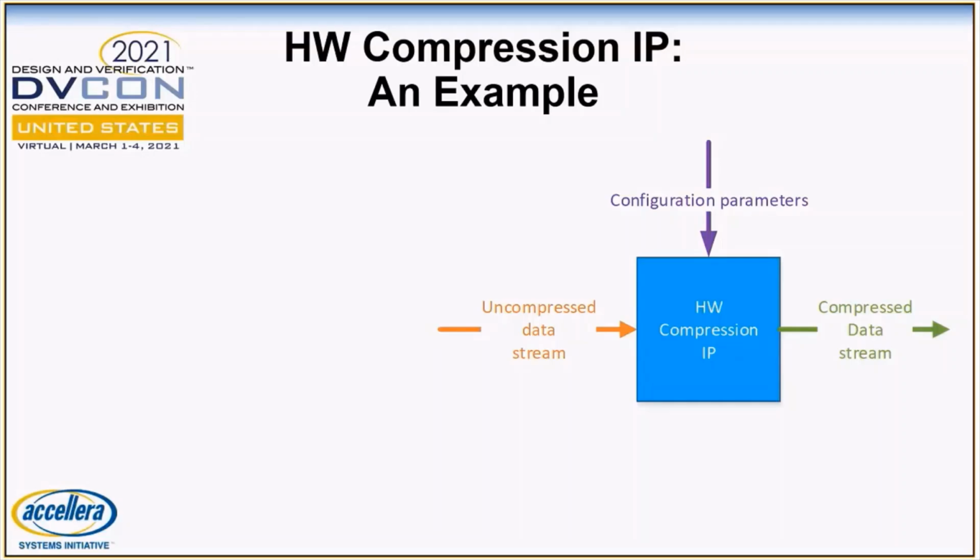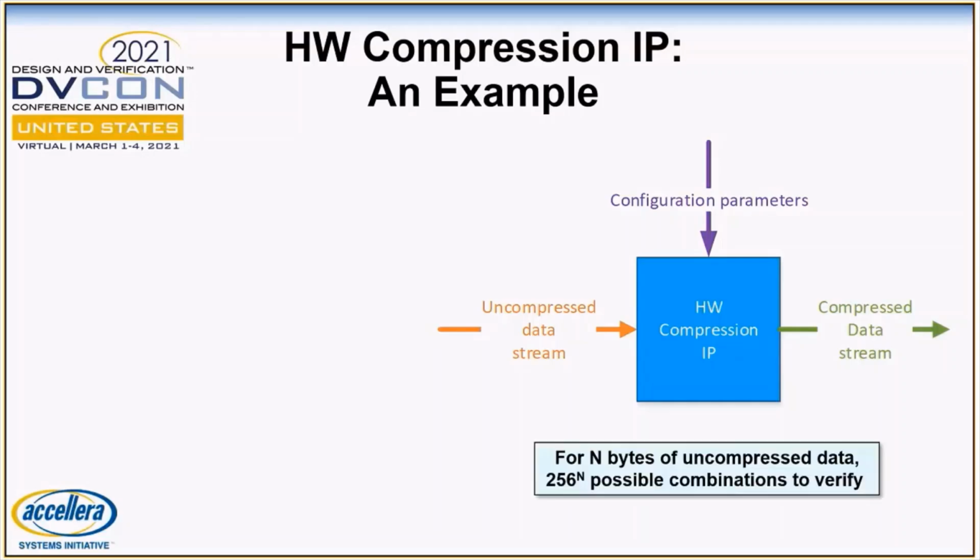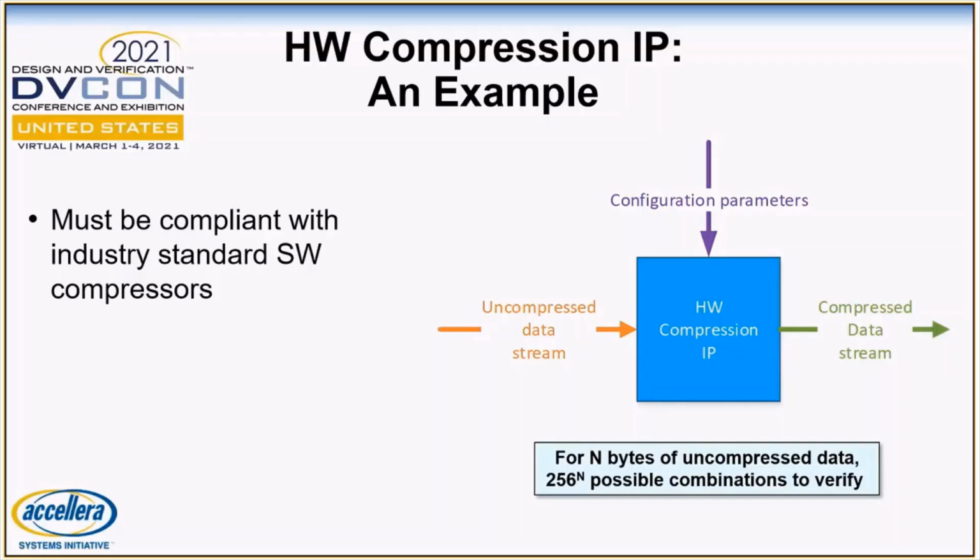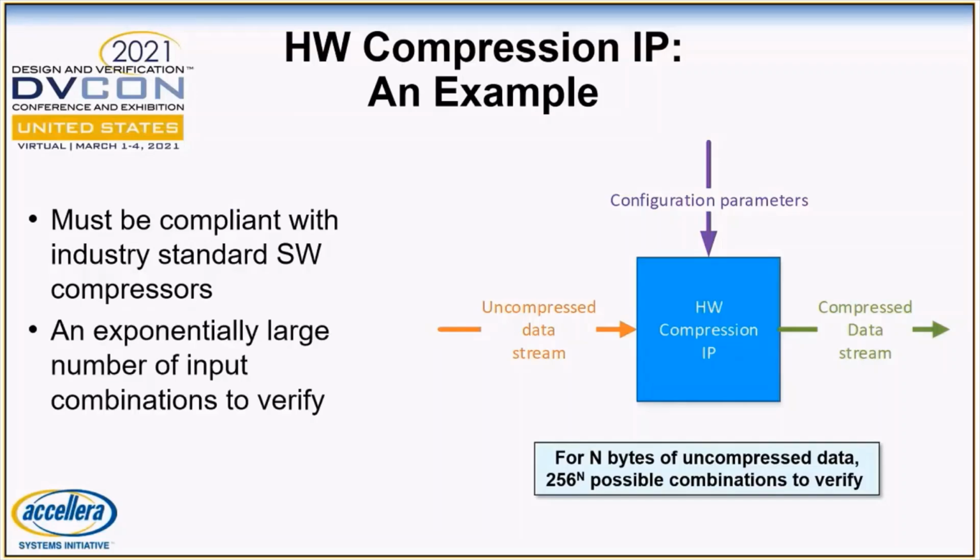Just to give you an example, in order to verify that the IP can compress n bytes of data correctly, there are 256 to the power of n possible combinations to verify. In addition, the IP must be compliant with industry standard software compressors, and as a data transformer, it must be able to handle an exponentially large number of input combinations.